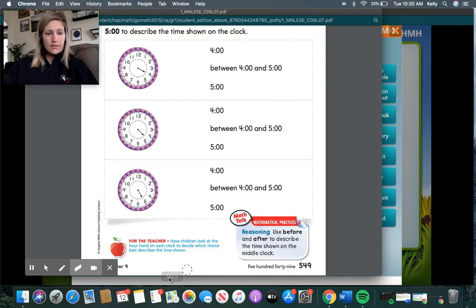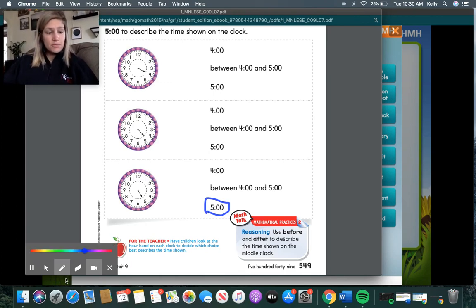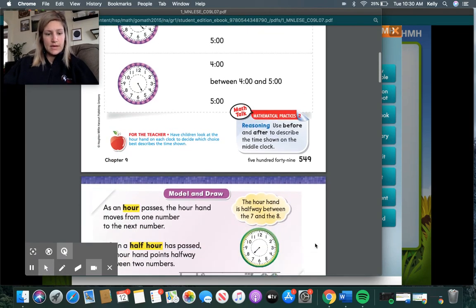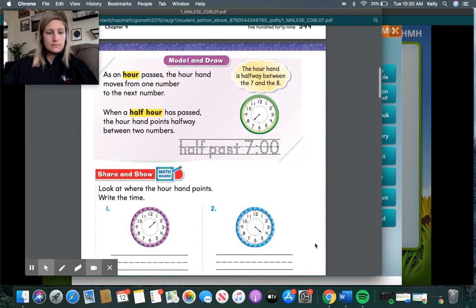Is it pointing at the 4 for 4 o'clock, between 4 and 5 o'clock, or at 5 o'clock? Well, what I see is 5 o'clock because it's pointing right at the 5. So that was easy peasy. You just have to look at that hour hand to see what it's pointing at, and it will help you figure out the rest. Okay, I'm going to show you guys what you're going to be doing on the next 2 pages and then leave you to it.